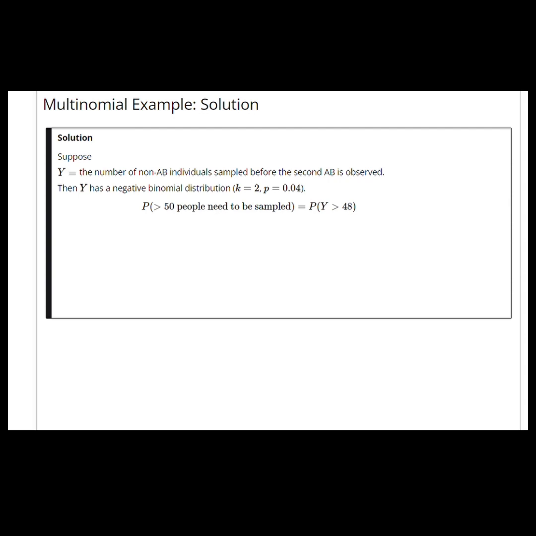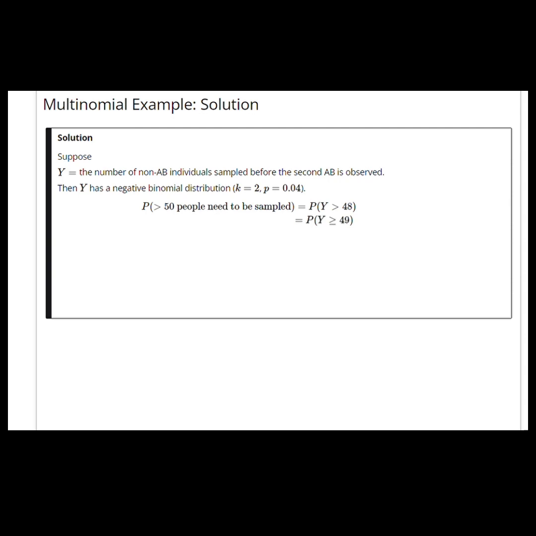Once again, it helps to consider AB individuals as successes and non-AB individuals as failures, because if we count the number of non-AB individuals sampled before we get the second AB, that random variable, y, has a negative binomial distribution. The total number of successes looked for is r equals 2, and the probability of success is 0.04.